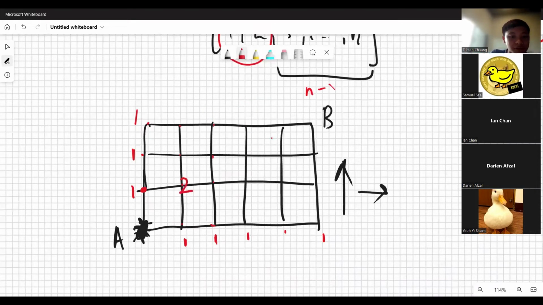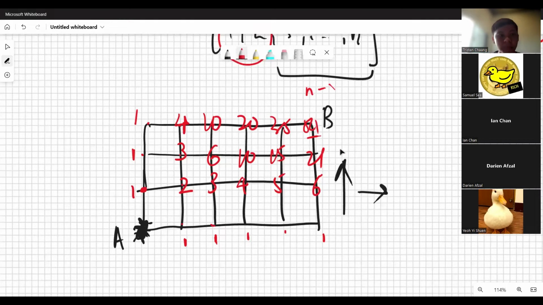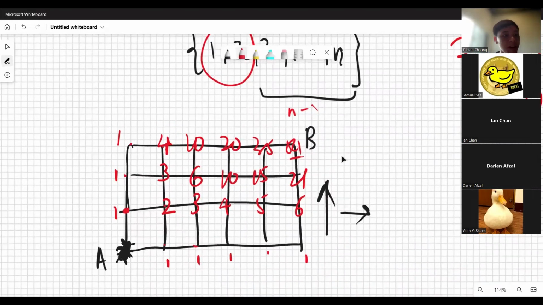So 1 plus 1 is 2, 1 plus 2 is 3, 1 plus 3 is 4, 2 plus 1 is 3, 3 plus 3 is 6, 4 plus 6 is 10, this is 4, 10, 20, 5, 6, 15, 21, 35, and 56. So 56 is the answer using this method. But of course, this method doesn't work when you have kind of 1000 times 1000.